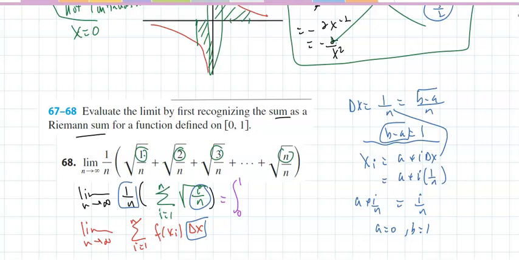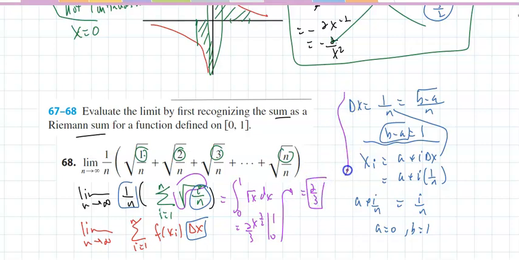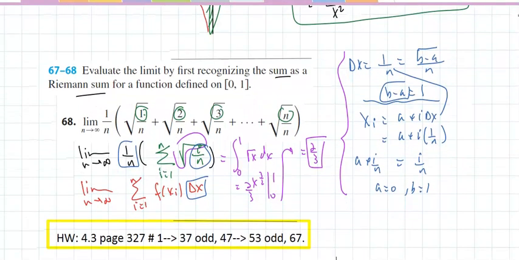What's the function? Radical x dx. Wouldn't you say that's x to the 1/2? Add 1 to the power, divide by that. Evaluate from 0 to 1. Wouldn't you say that is 2/3? And there's your homework in this section.